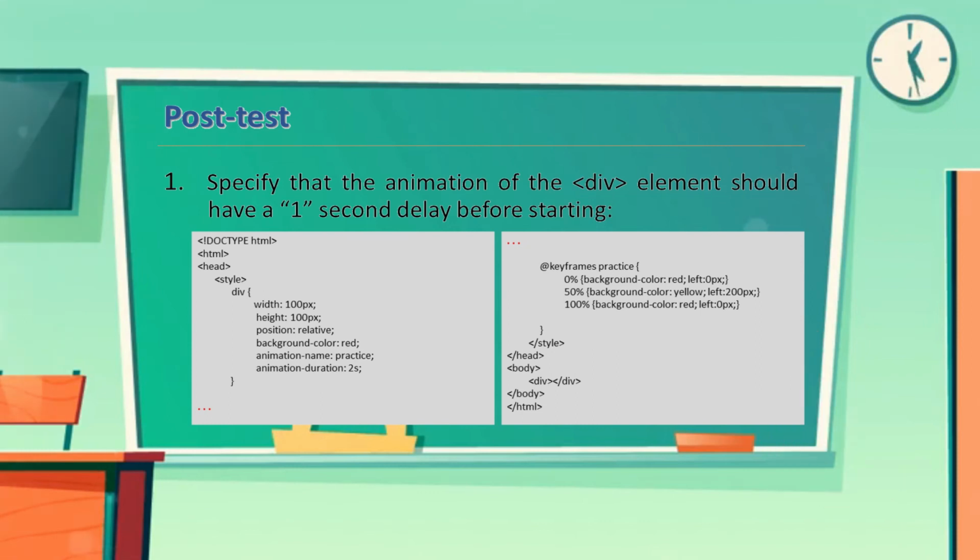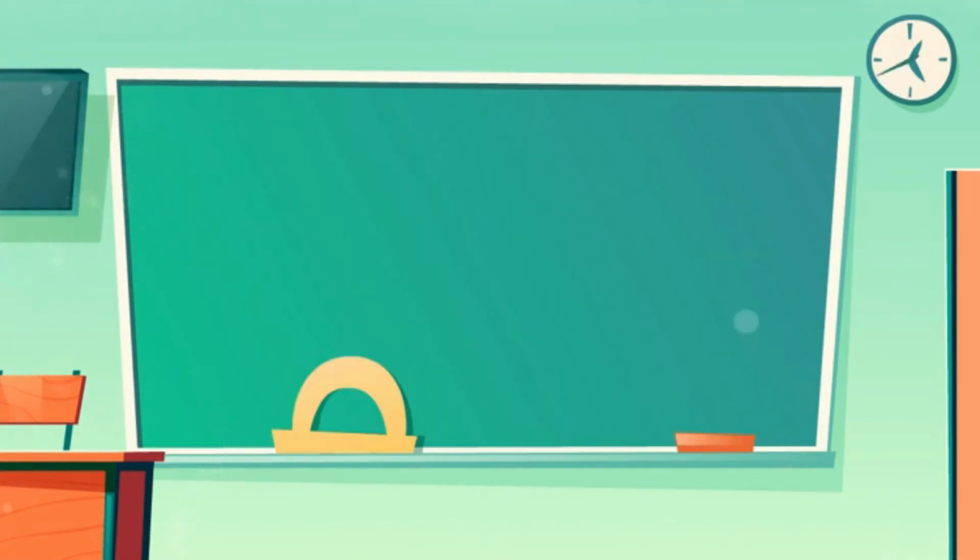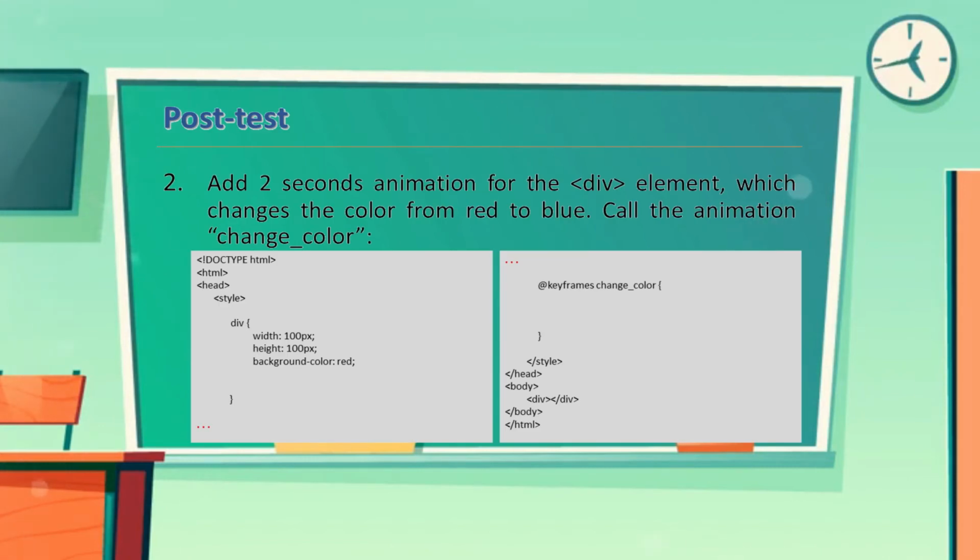And the correct answer is adding animation delay property with 1 second value. Number 2. Add a 2 seconds animation for the div element which changes the color from red to blue and call the animation Remember. I repeat, add a 2 second animation for the div element which changes the color from red to blue and call the animation Remember.